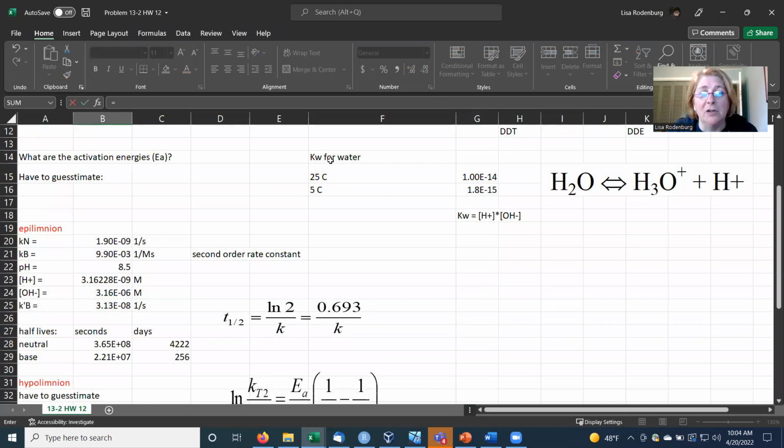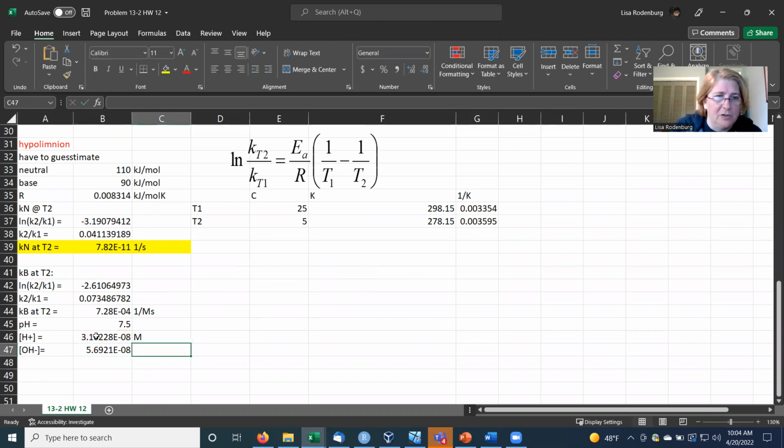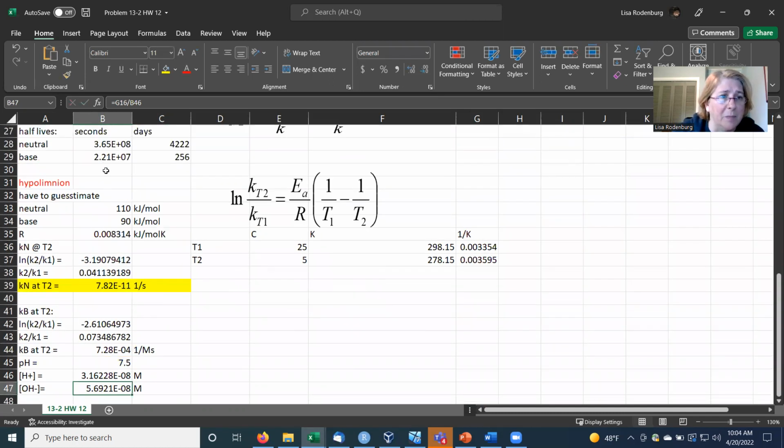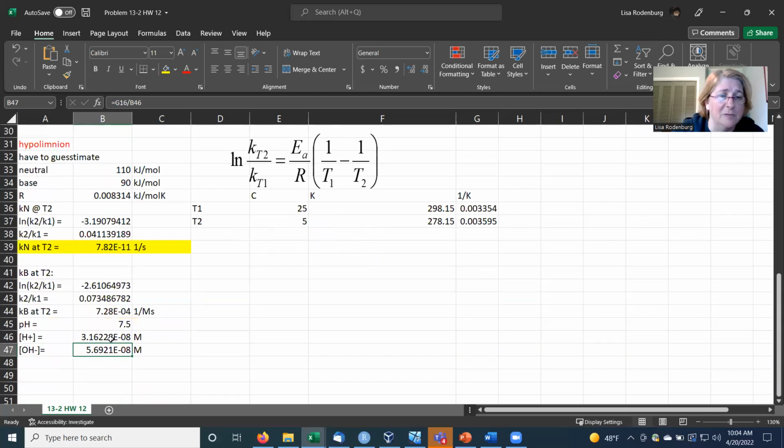The other thing is our dissociation constant is different at 5 degrees. And I looked this up from a table somewhere. So here's our dissociation constant divided by the proton concentration. So now it's slightly different. But still notice, here's 5.7 times 10 to the minus 8, and up here it was 3 times 10 to the minus 8. So it has changed. Not as much as you might think, because we're using a different acid dissociation constant at a different temperature.